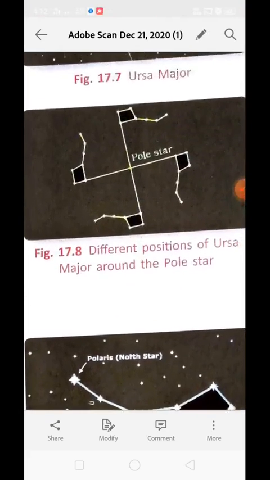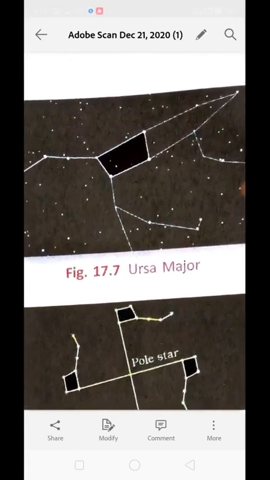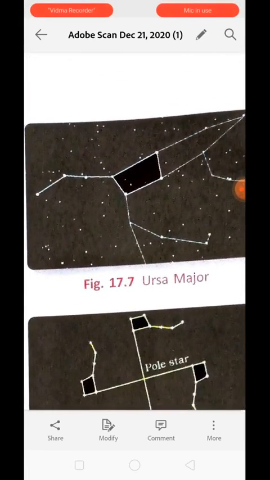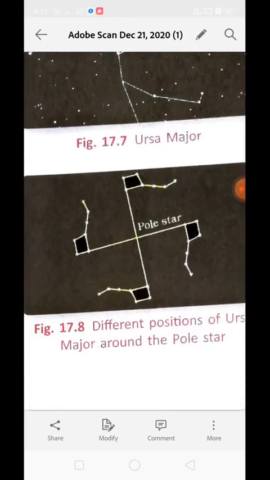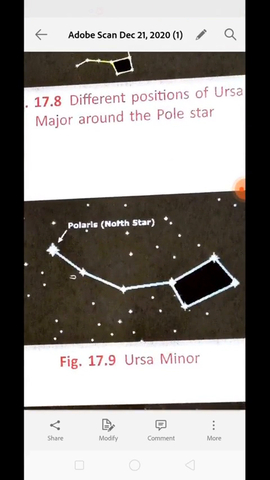Two big and bright stars at the end of the bowl of the ladle of Ursa Major are helpful in locating the position of the Ursa Minor constellation. This is another constellation which has 7 prominent members. 7 prominent stars are part of this constellation. Understood? And because of this, Ursa Minor is also known as Laghu Saptarishi or Small Bear.